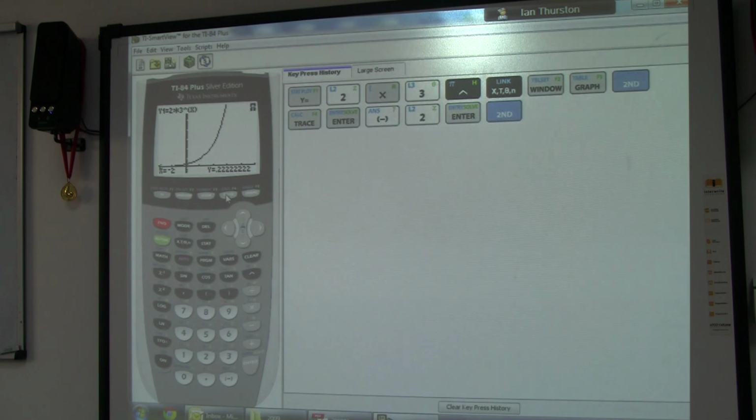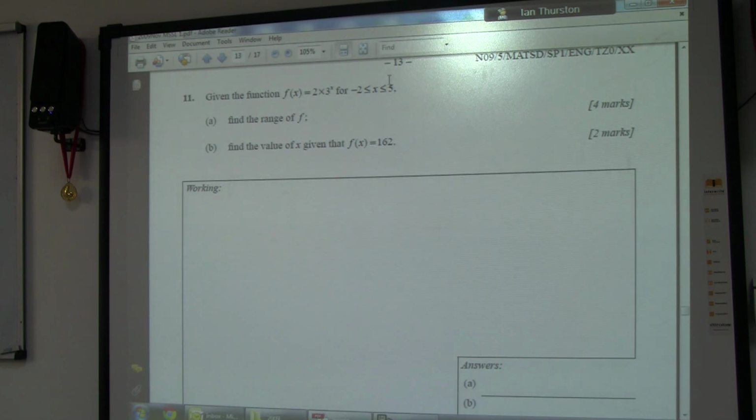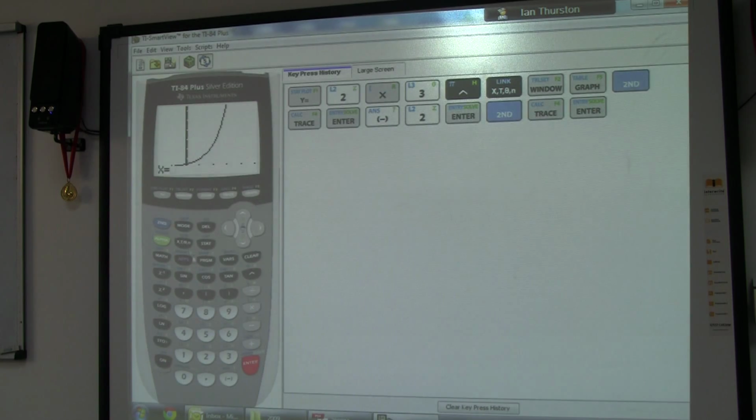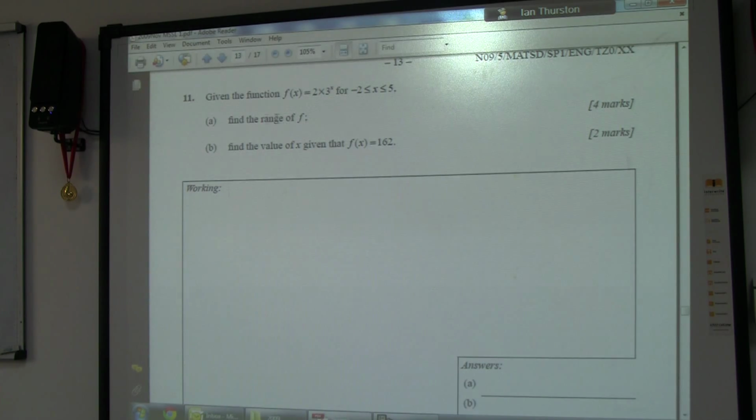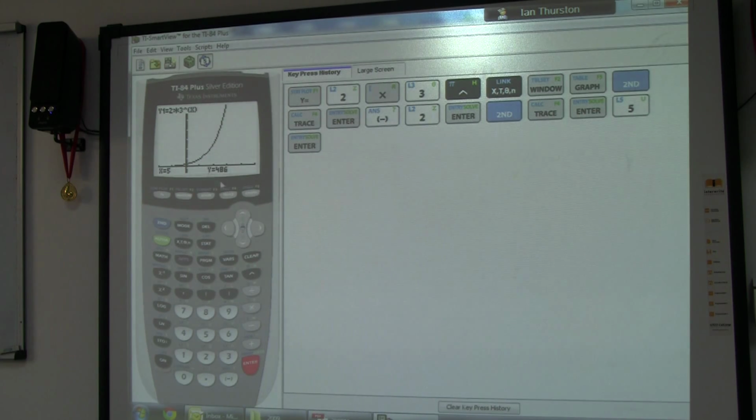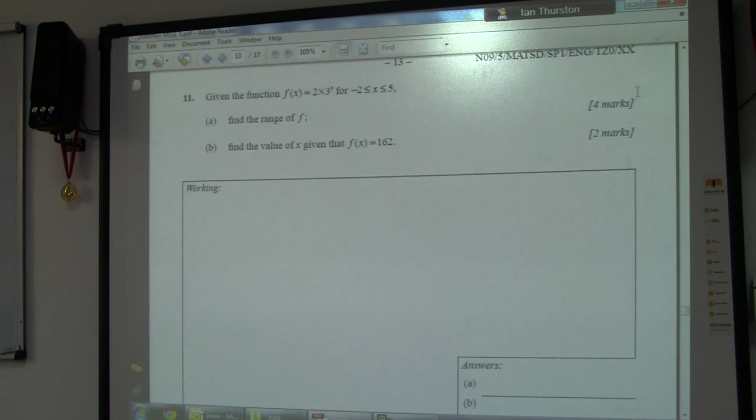So again, we go to second and trace to calculate. We want to calculate another value. So enter, and this time we're going to the upper boundary when x was 5. So I type in x is 5, enter, and it gives me y is equal to 486. So therefore, in answer to the question, what's the range of f, it would be y is greater than or equal to 0.2 recurring, because of that symbol there, but less than or equal to 486. 4 easy marks.